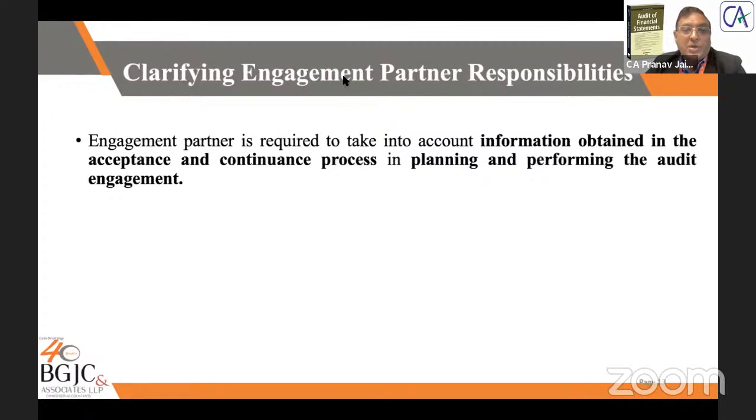Clarifying engagement partners' responsibility. So the engagement partner is required to take into account information obtained in the acceptance and continuance process in planning and performing the audit engagement. So this requirement is largely dealt with in SQM 1. SA 220 revised also talks about this. So when planning an audit engagement, the engagement partner should take into consideration the information that he or she obtained as a part of the acceptance and continuance process.